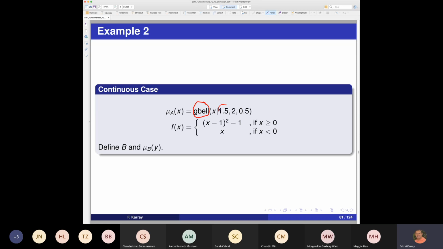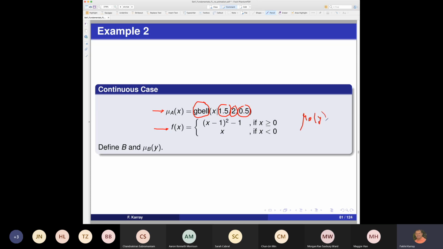So there are three parameters for that particular membership function: the first parameter, the second parameter, and the third parameter, as we have seen them in the generalized Bell membership function. I'm going to show it to you in the next slide. What we have here is the membership function of the input. And then we have an f(x), which is going to map this input into the consequence output, mu y.